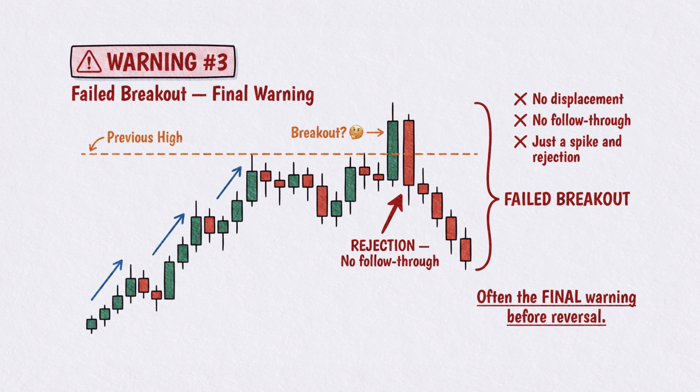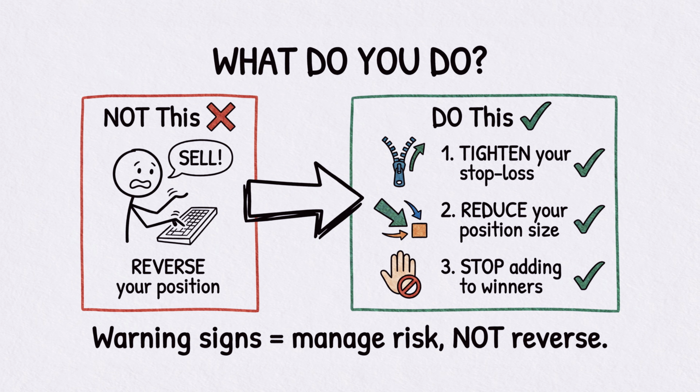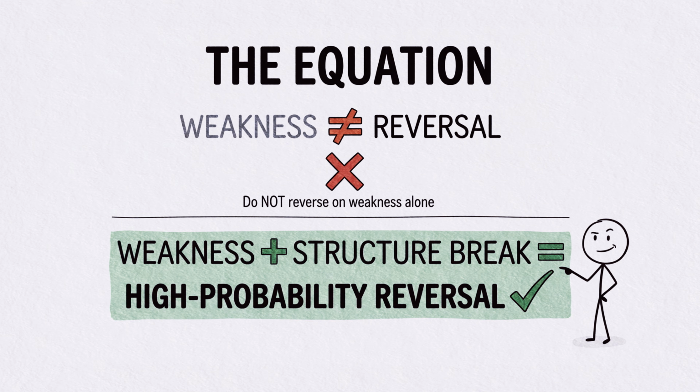Now, and this is important, these warning signs do not mean you should reverse your position. They mean you should tighten your stop loss, reduce your position size, and stop adding to winners. Weakness is not the same as reversal, but weakness plus a structure break, that's a high probability reversal.